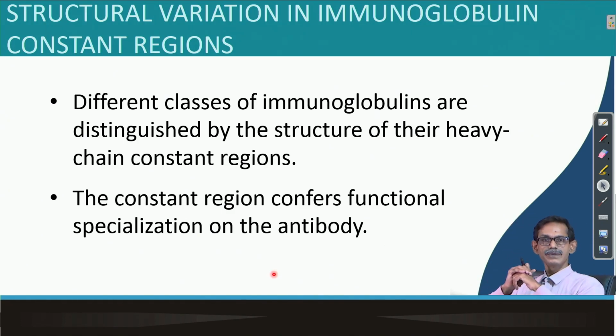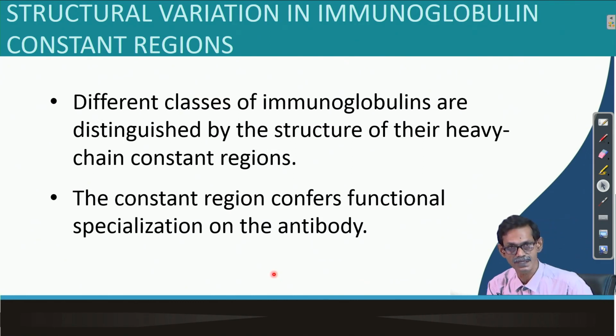Okay. So, now different classes of immunoglobulins are distinguished by the structure of their heavy chain constant region, and this constant region confers the functional specialization of the antibody. This is just the summary of the last slide. So, different classes of immunoglobulins are distinguished by the structure of the heavy chain, that we already have seen in the last few slides, and the constant region confers the functional specialization, like which one is going to do the complement activation, which one will do the opsonization. The last table, the bottom part, is actually saying this statement.